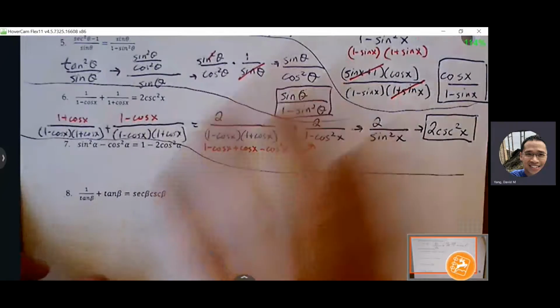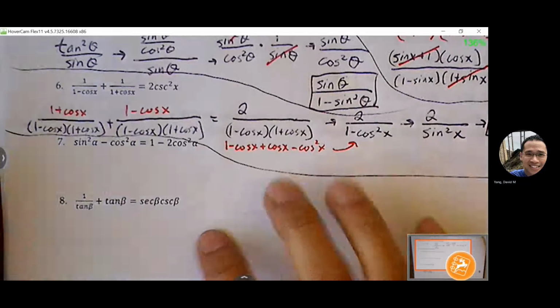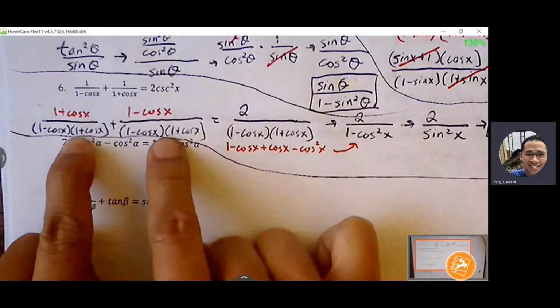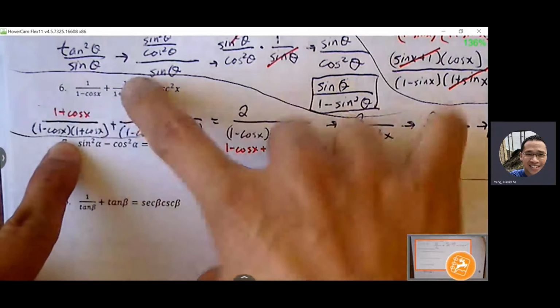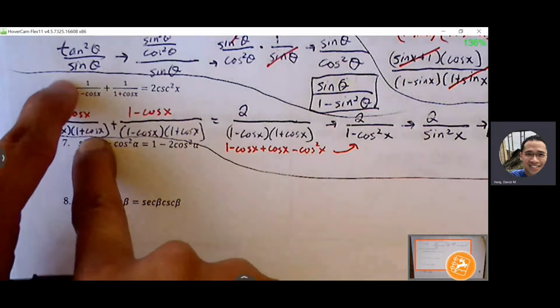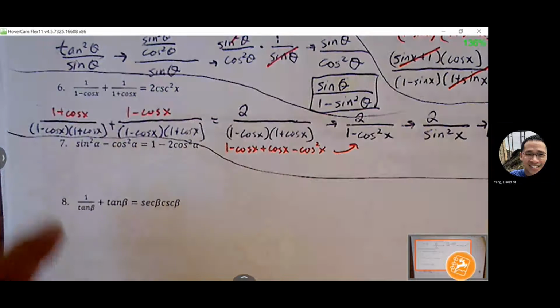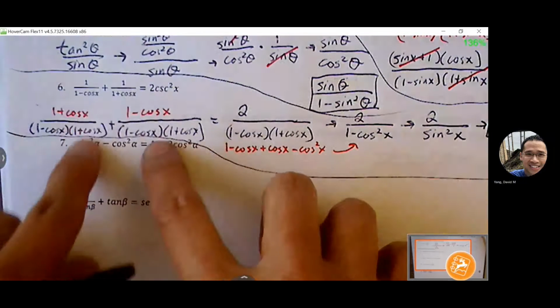Okay, say it again, which part? Oh, why that 1 plus cosine x? The reason is that initially I created my common denominator. Now I'm asking myself, what do I need from my old denominator? Do I balance, multiply the numerator by that old denominator? Anytime we're balancing our fractions, we're always comparing to our old denominator. Whatever's missing, we're going to multiply by that missing piece: 1 plus cosine x.